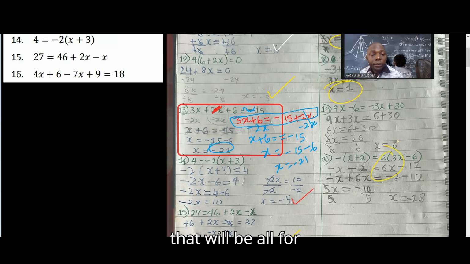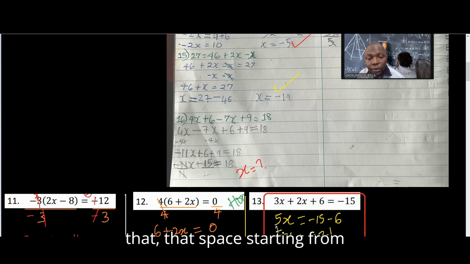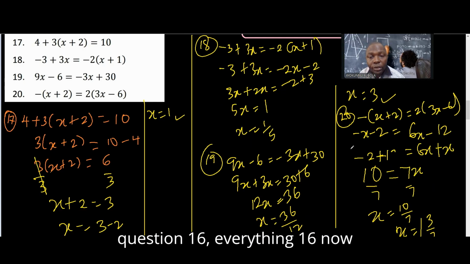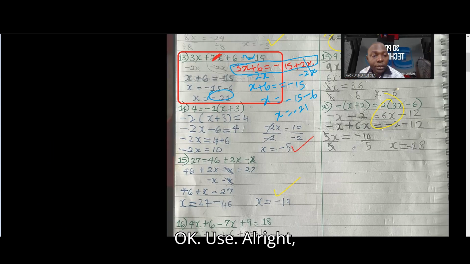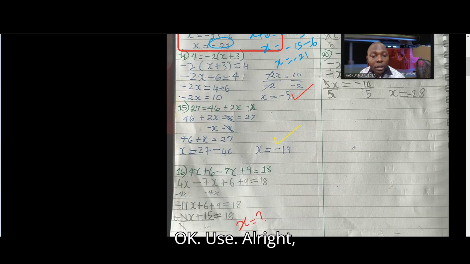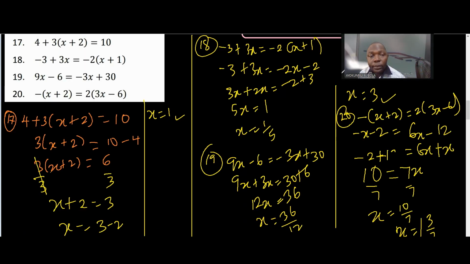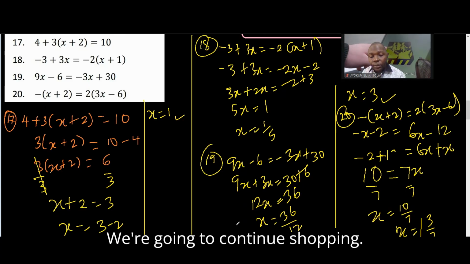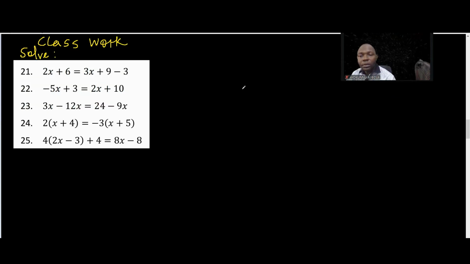So that'll be all for that aspect, starting from question 16. You've written 16. Now we have 17, 18, 19, and 20, okay? Yes. All right, put down the corrections here. Yes. All right, viewers, we're going to continue shortly.